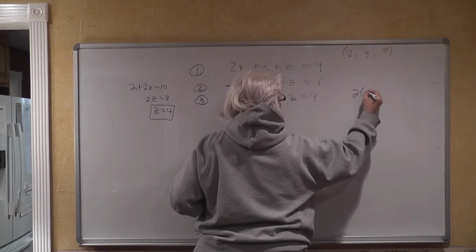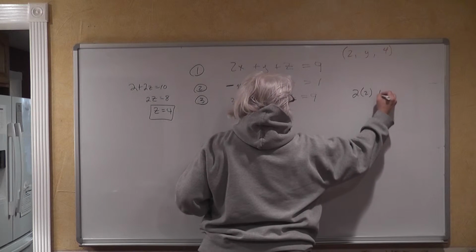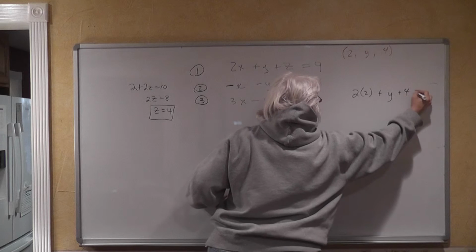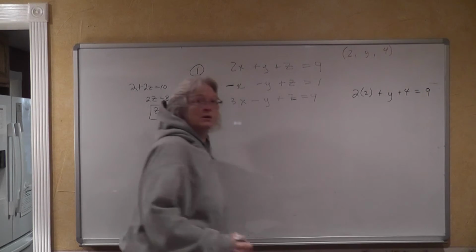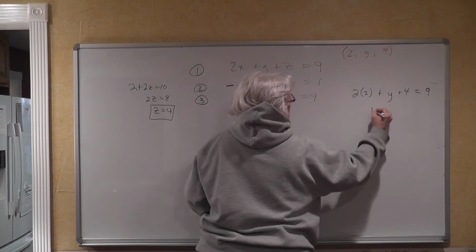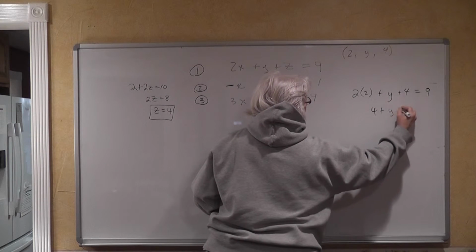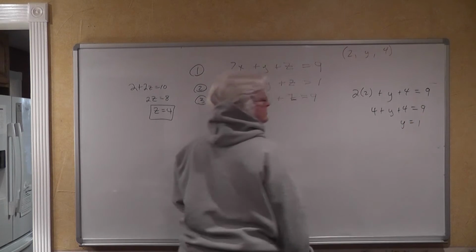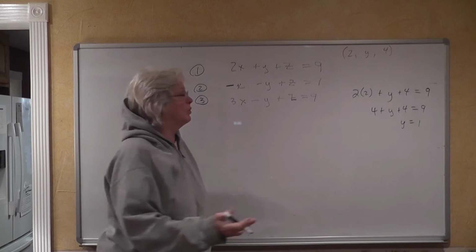X is 2, 2 times 2, plus y is what we still need, plus 4 is equal to 9. And you see from that that y has a value of 1. 4 plus y plus 4 is equal to 9. Y has a value of 1.